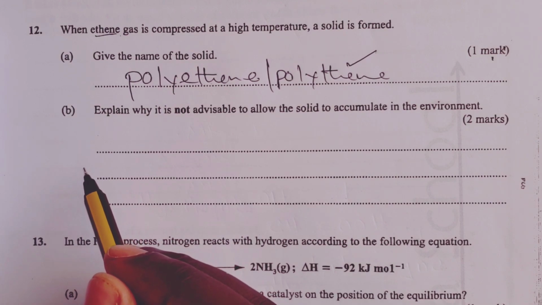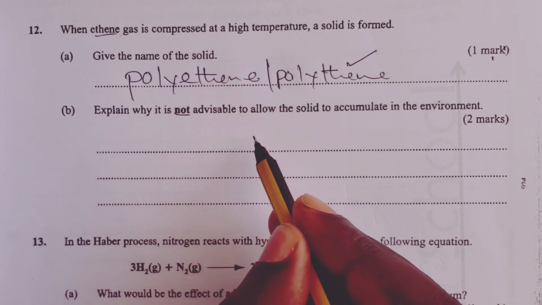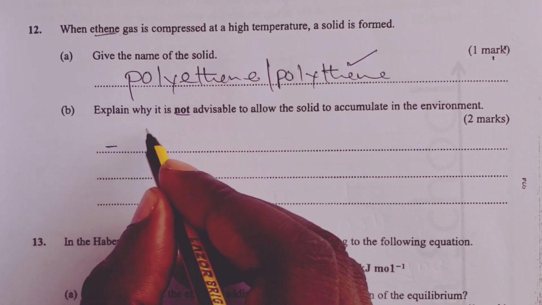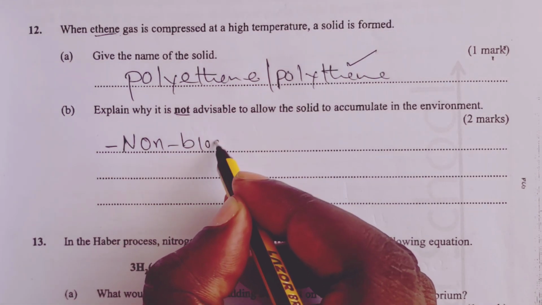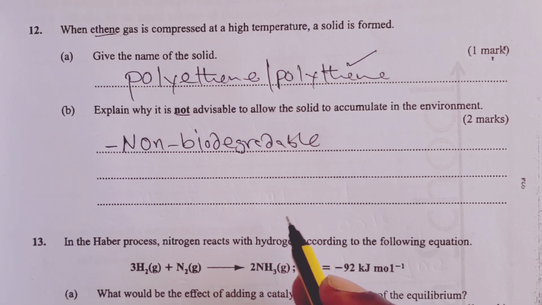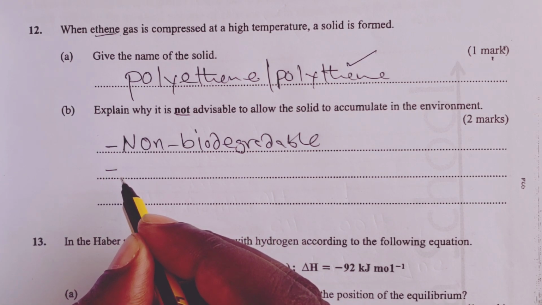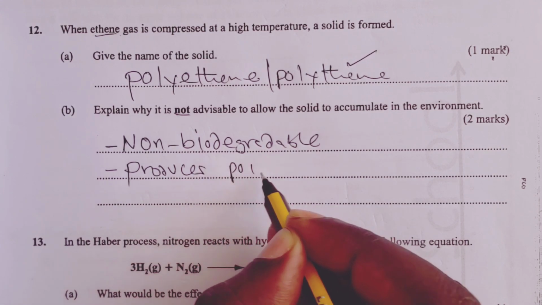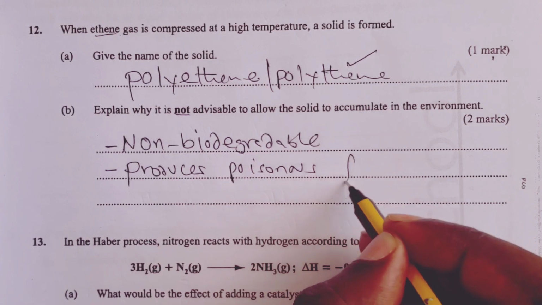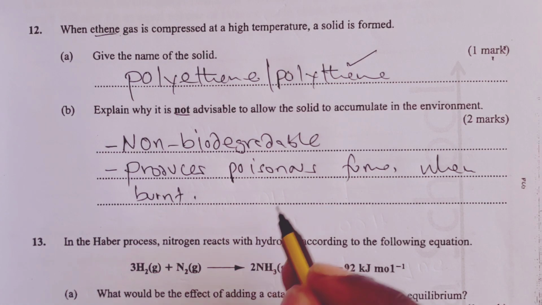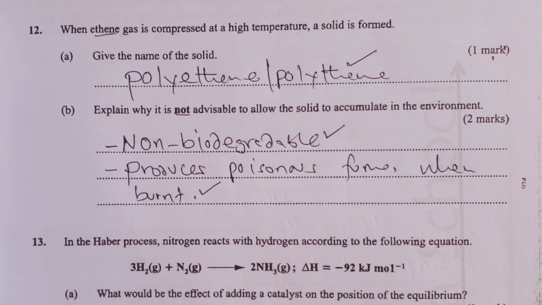Part B of the question asked us to explain why it is not advisable to allow the solid to accumulate in the environment. The reason is that it is non-biodegradable and therefore it pollutes the environment. We also had the second reason that this solid produces poisonous fumes when burnt. So it was 2 marks. 2 reasons were therefore needed, with each reason being awarded 1 mark.